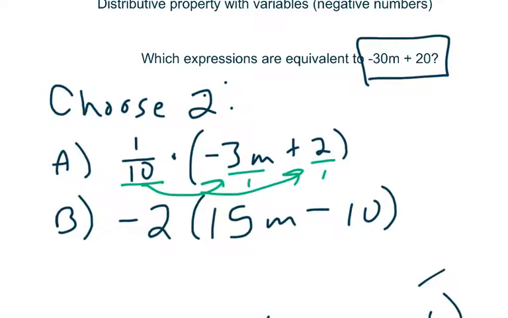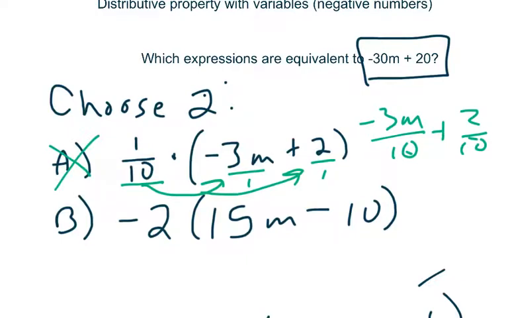And so now you multiply straight across. 1 times -3 is -3m. And then 10 times 1 is 10. And then you have a plus sign. 2 times 1 is 2. 10 times 1 is 10. And this is not 30. And this is not 20. And so A is not a choice.